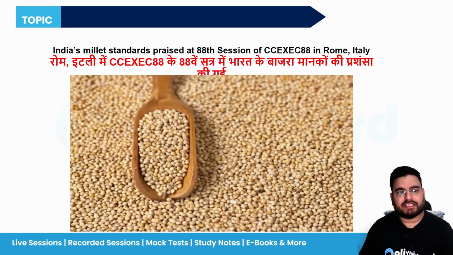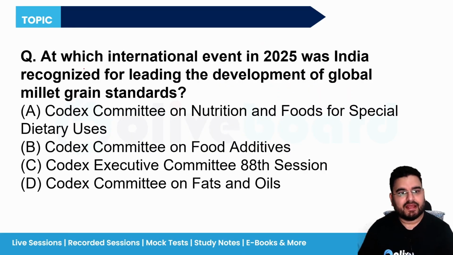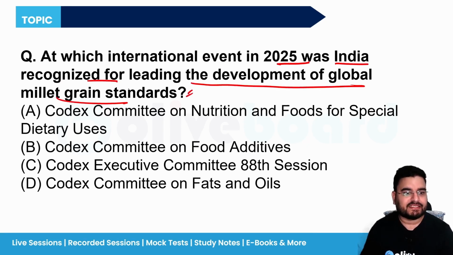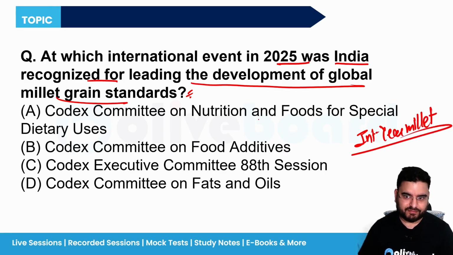Next is India Millet Standards praised at 88th session of CCEXC C88 in Rome, Italy. Now, what is this event? First, let's see the news. Question: at which international event in 2025 India was recognized for leading the development of global millet grain standards? Now, see, few years back, we dedicated an entire year as the International Year of Millet. Can anyone tell me what was the year? International Year of Millet. So let's see the news, then we'll see the answer.